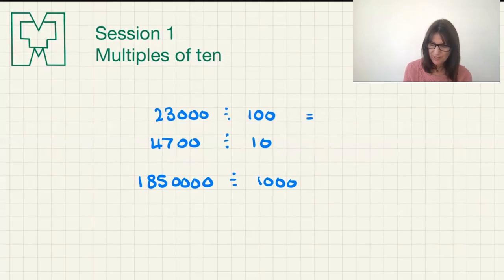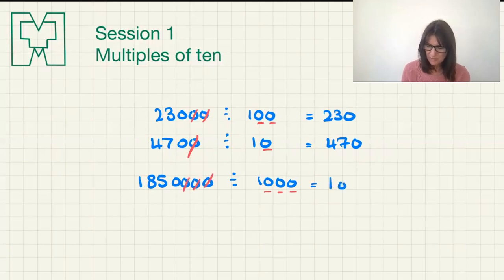Okay, here we go. First one, 2 zeros, cross 2 zeros off. I've got 230. The next one, 1 zero, cross 1 zero off, 470. Lots of zeros can be a bit off-putting. Just make sure you're counting carefully. We've got 3 there, crossing off 3. Physically do that crossing off so you don't get into a muddle and accidentally keep any that you don't need. And that's the final answer, 1,850. All right, so there are multiples of 10.